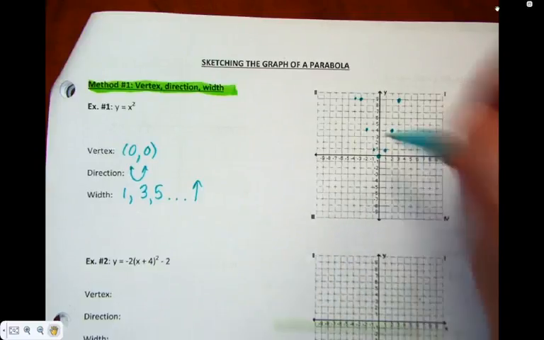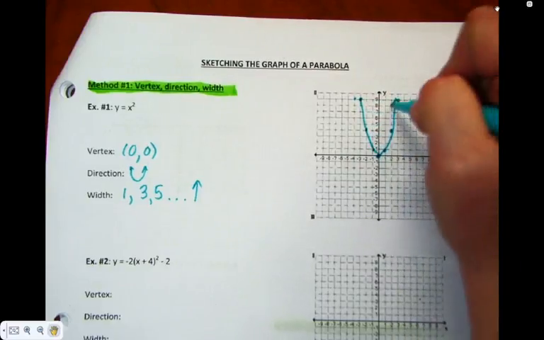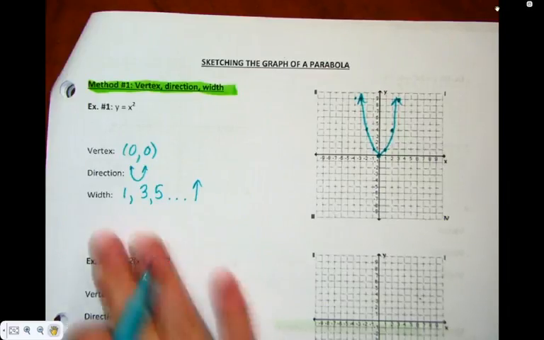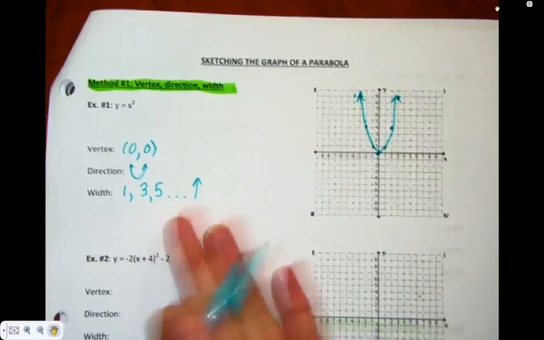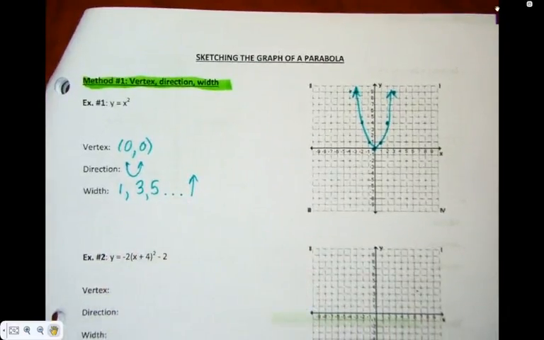That's graphing a parabola. Join these points in a nice little parabolic shape. Make sure you put your arrows on the end. Done. Graphing a parabola. Always from the last point. So we call this 1, 3, 5 the standard width, and I'll show you in a second what happens when there's a number in front. It's called the standard width. 1, 3, 5, dot dot dot is the odd numbers.